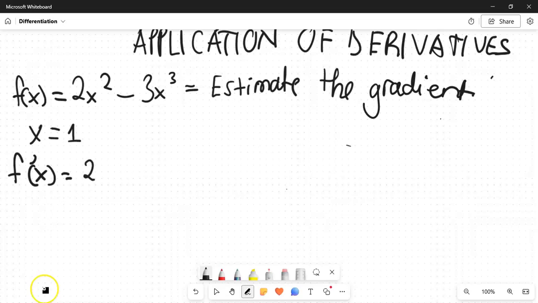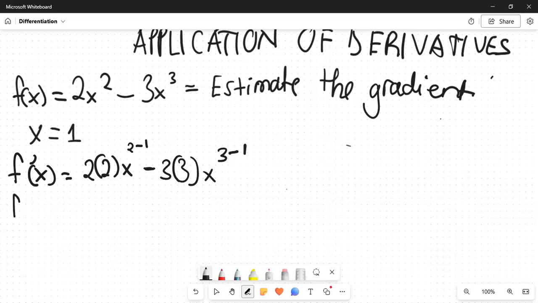f dash x is equal to 2 times 2x minus 3 times 3x to the power of 3 minus 1, 2 minus 1. Then our derivative here will be 4x minus 9x squared.